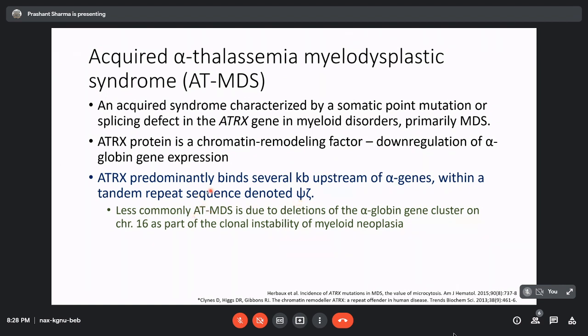So what happens is that in a patient with MDS, because of genomic instability, if the ATRX binding site gets deleted or mutated, then the alpha globin gene is not going to be expressed, and you're going to get acquired alpha thalassemia.